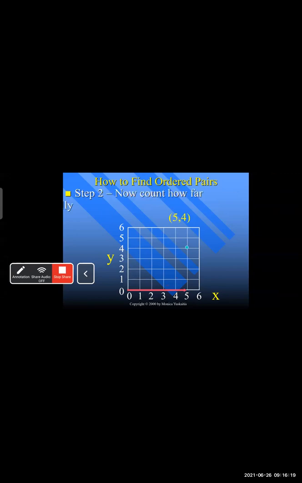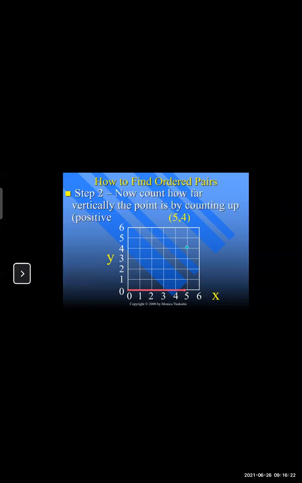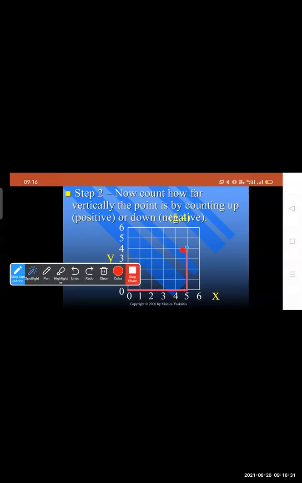Step 2. Now count how far vertically the point is, by counting up or down. It is up, so we count from this point: 1, 2, 3, 4. So here we count 4 upward. Then we get 5 as the x value and 4 as the y value, so we get the point 5 comma 4. In this way we find the ordered pair.